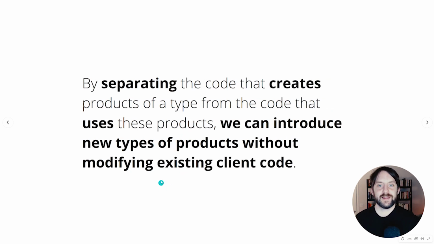First of all, one thing to keep in mind is that this separation between the code that creates products, our factories, and the code that uses the factories and uses those products is separate. And by separating the code that creates products of a type from the code that uses those products, we can introduce new types of products without modifying existing client code.